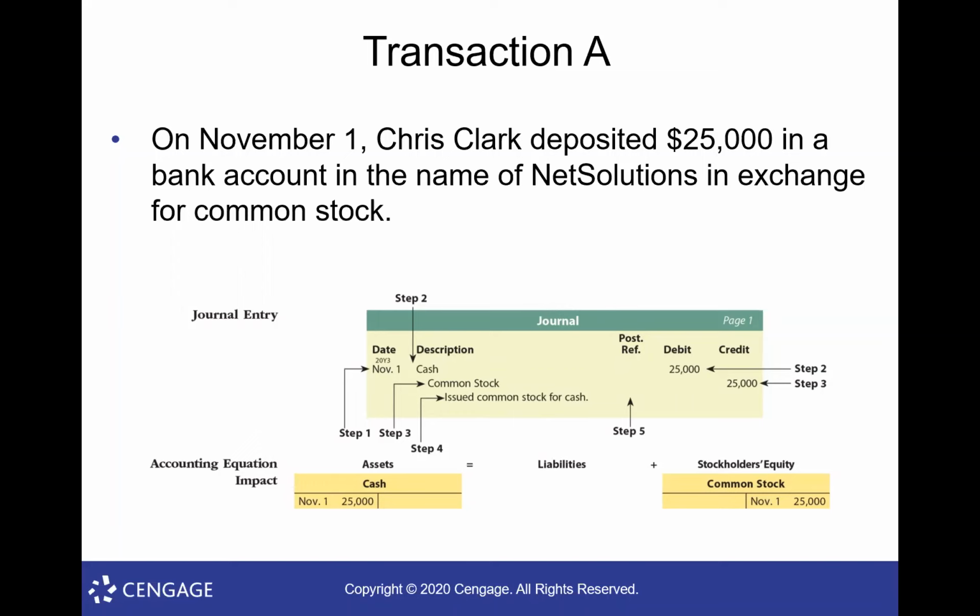Cash is an asset account. Assets increase with a debit. Common stock is a stockholders' equity account. They increase with a credit. Now I know my entry, okay? So I'm going to debit cash. And the debit is always listed first.